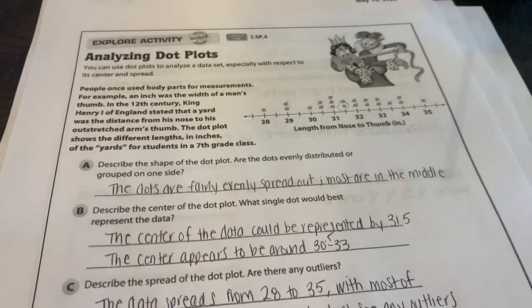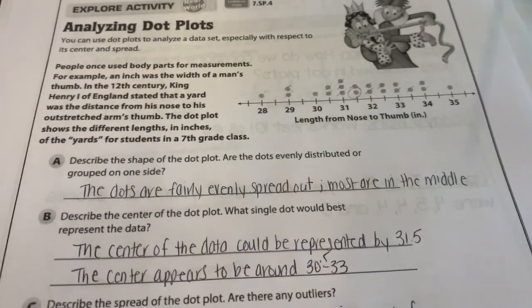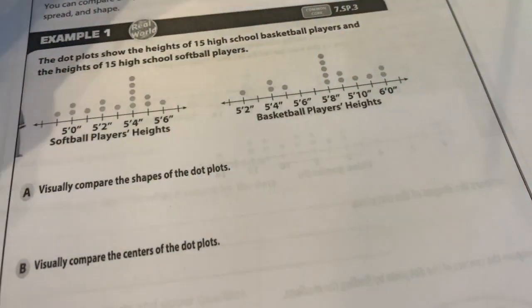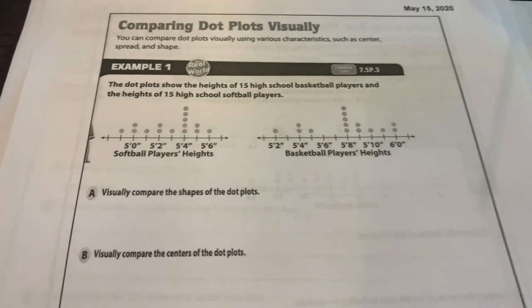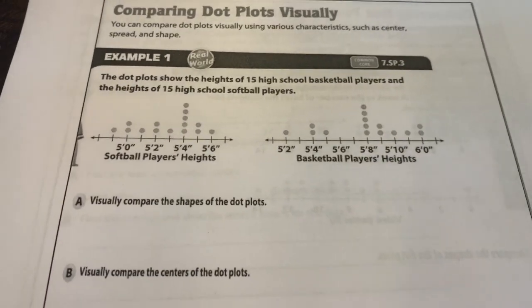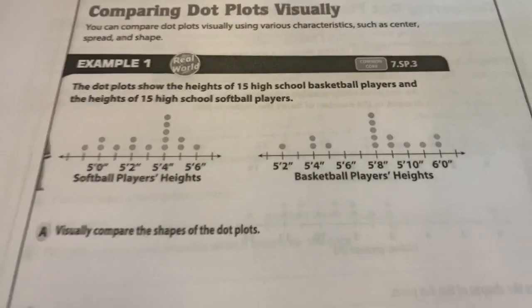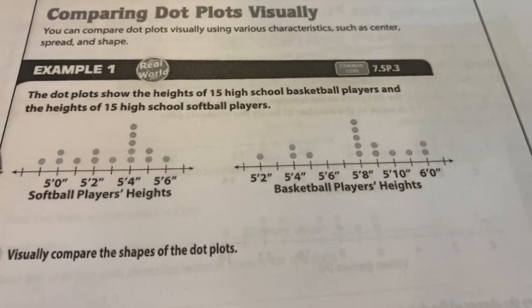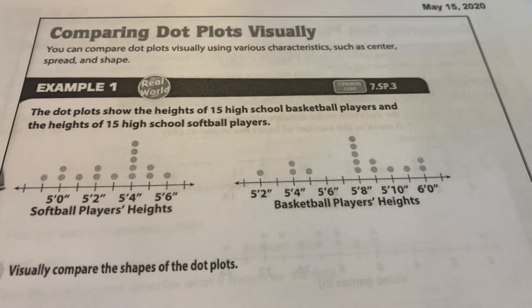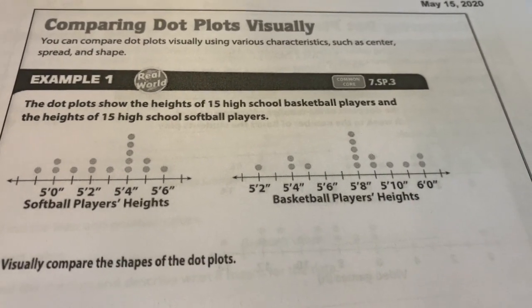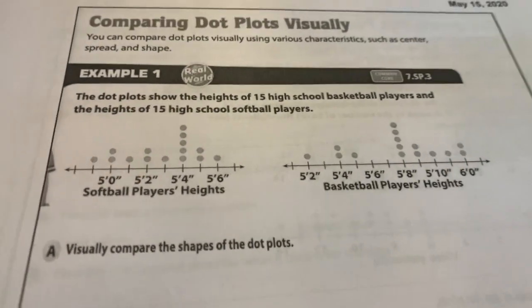All right, so we're not going to do the bottom here because I want to move on with this. So next thing we're going to be doing is looking at comparing dot plots visually, looking at two at a time and trying to compare their features. So we can talk about the center, the spread, and the shape, just like we just did with that one example, but we're going to be comparing two of them.